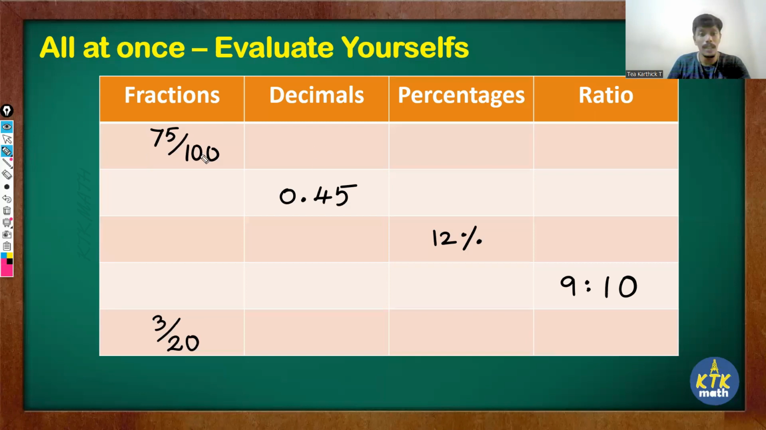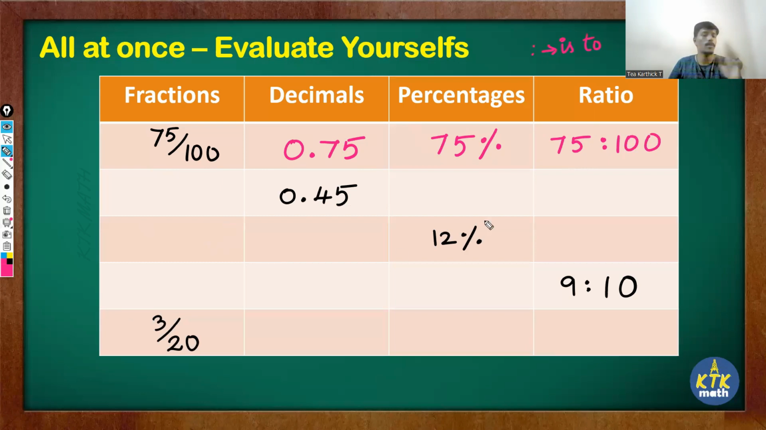So the first one, 75 by 100, it's actually a comfortable denominator we have, so you can change this directly to the decimal 0.75. And percentage, so 75 by 100 only, so with denominator 100 you can directly write the numerator as the percentage. And ratio, 75 by 100 means you can write it as 75 is to 100. You can read this as "is to". Those who are smaller kids, I'm just explaining.